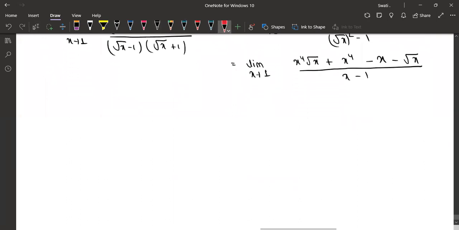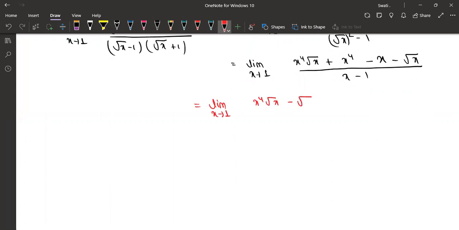So of course, I can write this as limit x tends to 1 of [x raised to 4 root x minus root x] together, plus [x raised to 4 minus x] together, upon x minus 1.